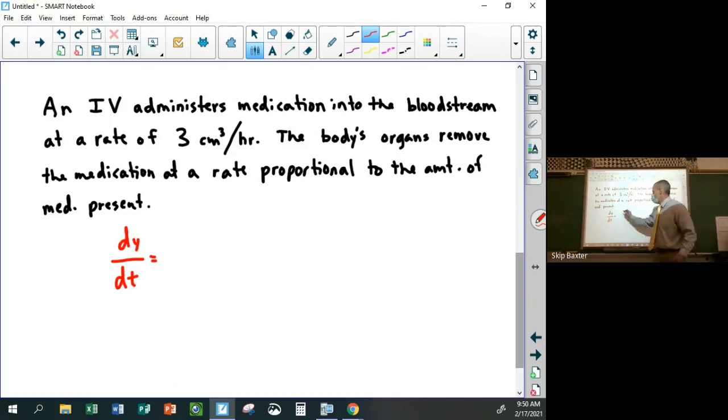Perfect, yeah. 3 minus k times y. So again, if you solve this differential equation, you're not going to get y equals c e to the kt. You're not going to get that. It's going to be something that looks different.